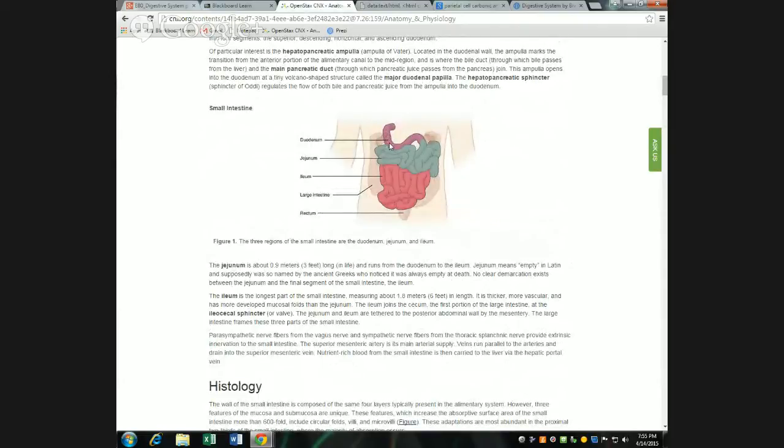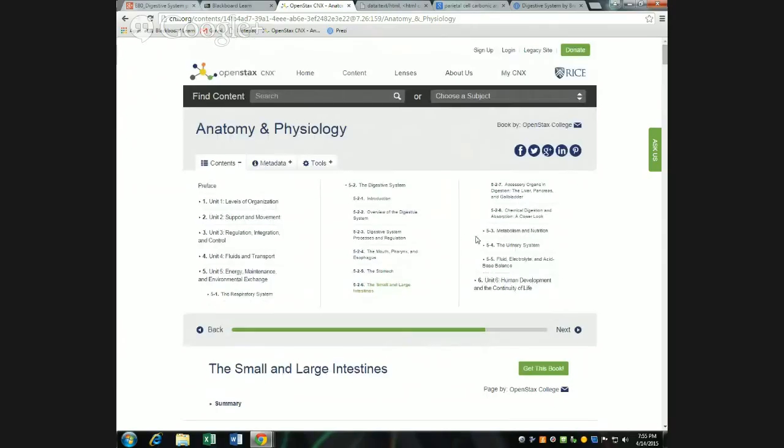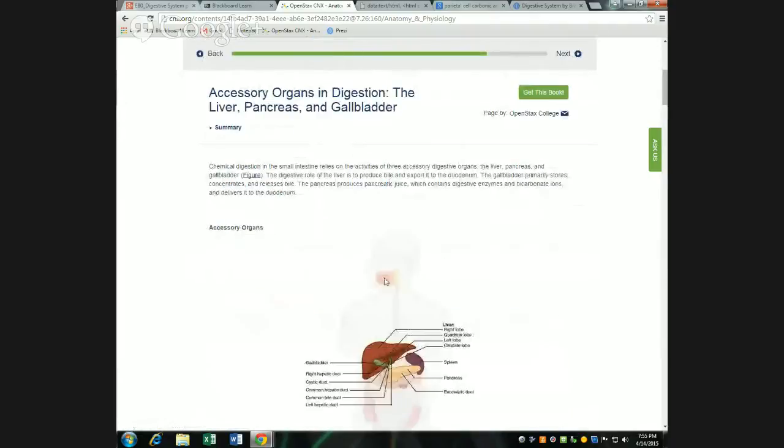So we already saw the duodenum has something to do with the feedback to the stomach, regulating gastric activity. But the duodenum is also where the chemical digestion is going to start in the small intestine. The small intestine makes some of its own digestive juices, but also it gets digestive juices from the liver and the pancreas. So in the book, the small and large intestine section we're on right now is followed by the accessory organs. And this section is specifically about the liver and the pancreas, and gallbladder for that matter.